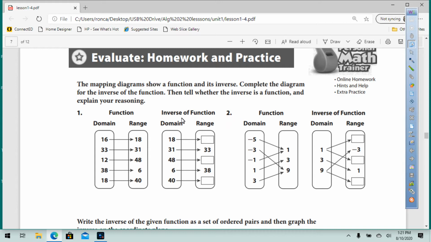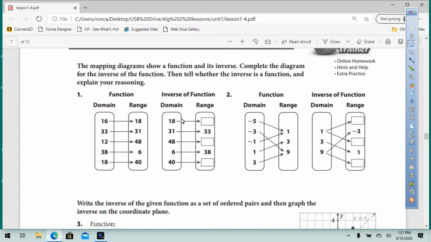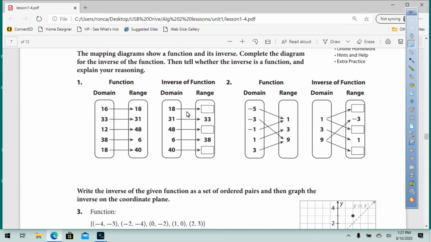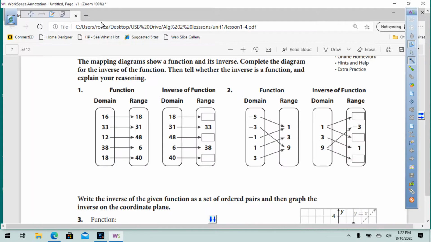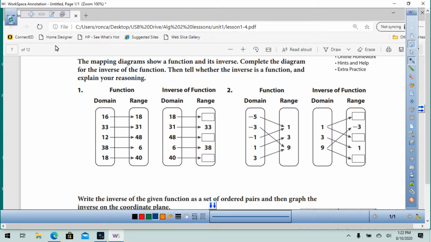Evaluate homework and practice. The mapping diagram shows a function and its inverse. Complete the diagram for the inverse of the function, then tell whether the inverse is a function and explain your reasoning. All right, let's see here. Let's first give a little explanation of what an inverse is. If you have some point x, y, the inverse would be y, x, okay?